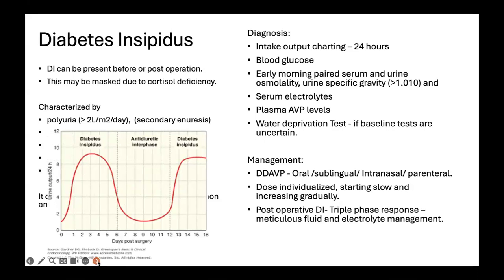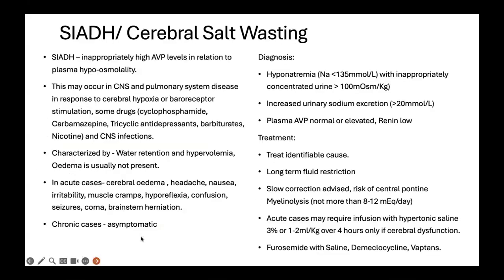The opposite of this is inappropriately high AVP levels, which occur in many CNS disorders as well as pulmonary system diseases in response to cerebral hypoxia or baroreceptor stimulation. Certain drugs are also known to cause SIADH. This is an exact opposite scenario to the lack of antidiuretic hormone. So in this case, we have water retention, free water retention and hypervolemia, along with hyponatremia and inappropriately concentrated urine. There is increased urinary sodium excretion.